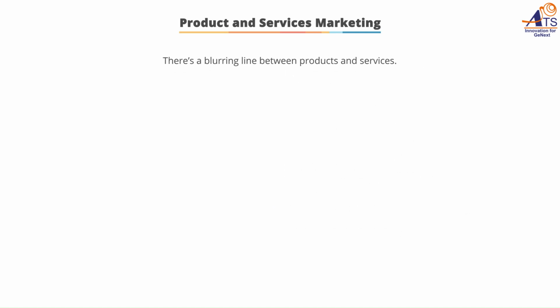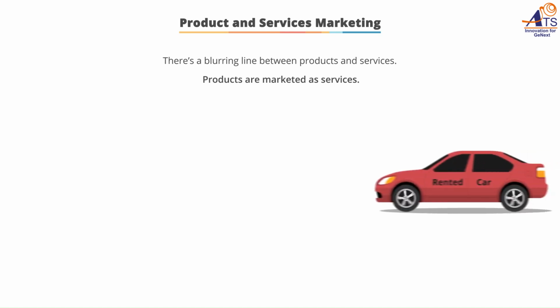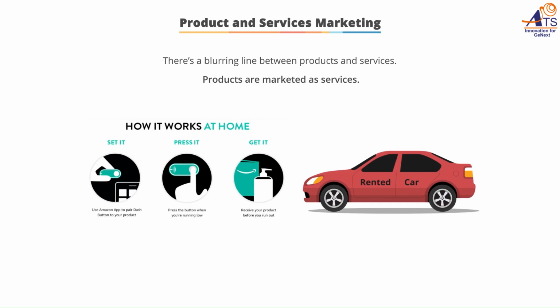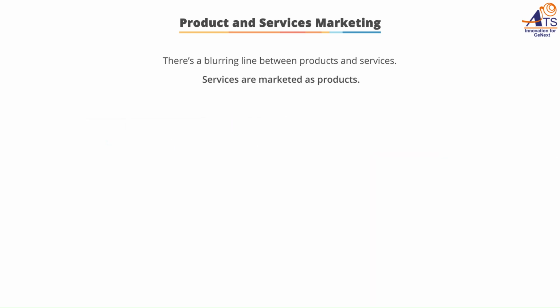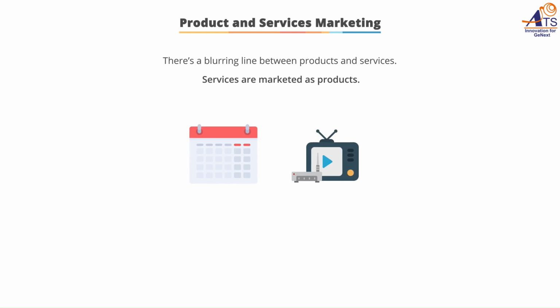There's really a blurring line between products and services. More products are packaged as services, like long-term car rental or the Red Bull replenishment we've seen earlier. More services are marketed as if they were products, like the perishable or monthly and consistent nature of your cable TV package. Although what is being marketed is different, the concepts are quite similar.